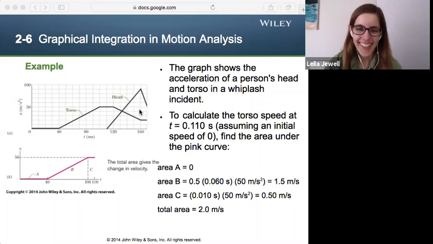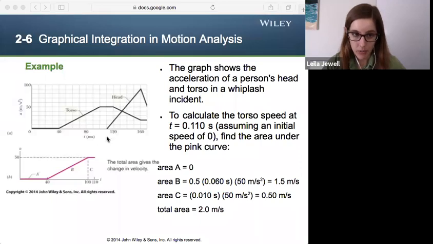We keep it nice. Right, so anyways, if we want to find out how fast the torso is going as it undergoes this acceleration, at 0.11 seconds, assuming that it's initially at rest, then we can find the area under the pink curve. So it's really just this black curve that's been drawn down here, right, where this is 110 milliseconds. That's what's shown on the graph here. These are plotting milliseconds. So it's going up to this line. And so if we just find the area under the curve, that will give us the change in velocity. If the initial velocity is 0, that will give us the final velocity.